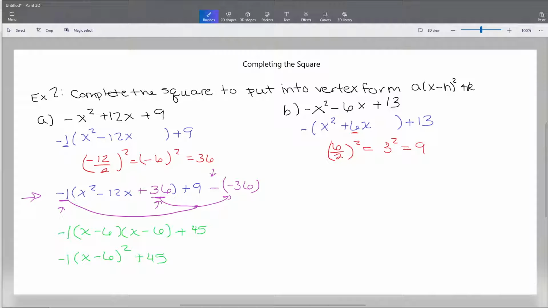So before I had negative x squared plus 6x, and then outside the parentheses I had plus 13. So now I'm going to add in my 9, and then I'm going to subtract the product of this number and this one. So negative 1 times 9 is negative 9.